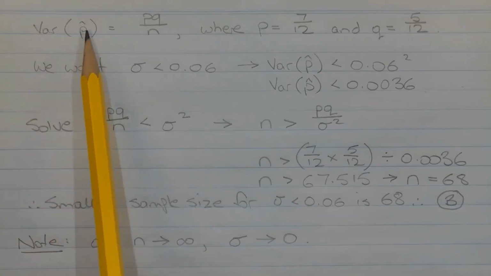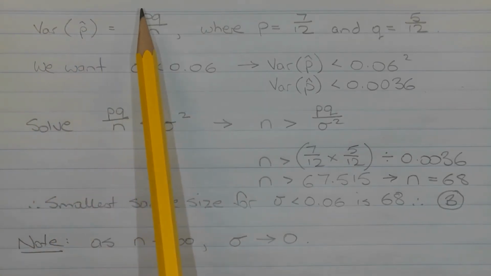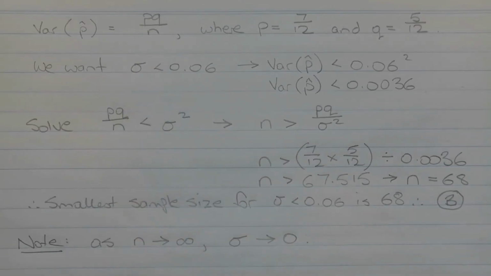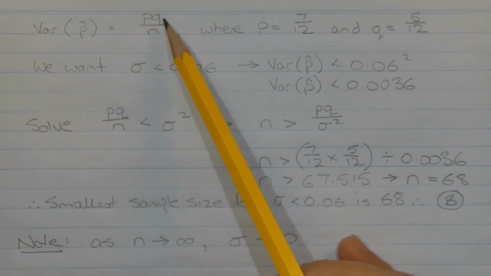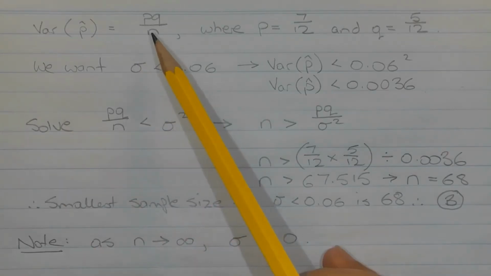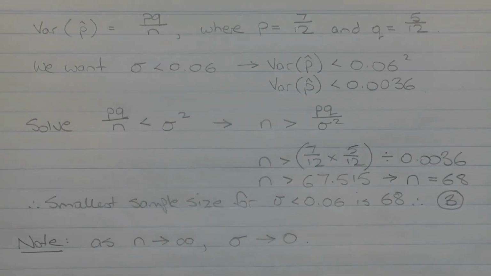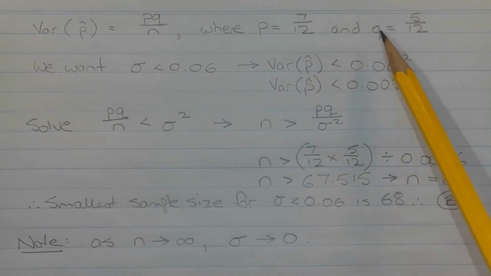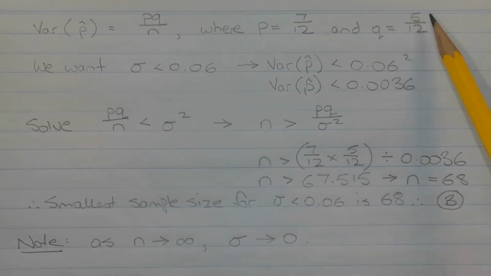The variance of the sample proportion p hat is given by the formula pq over n, where p is the population proportion, q is the complement of the population proportion, so in other words 1 minus p, and n is the sample size. In this case, the population proportion of people that own a dog is 7 over 12. So p is equal to 7 over 12, and q is the complement of 7 over 12. So 1 minus 7 over 12 is 5 over 12.